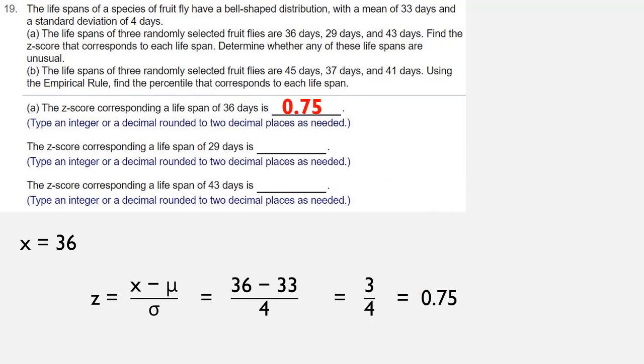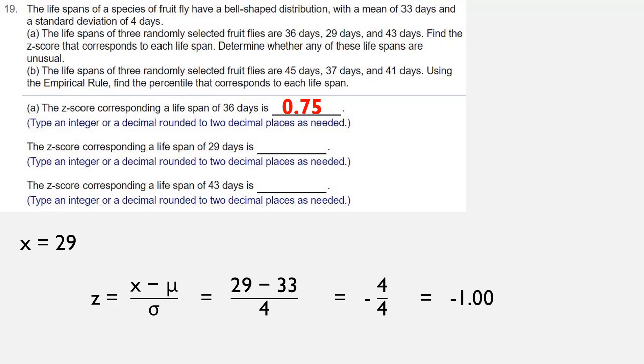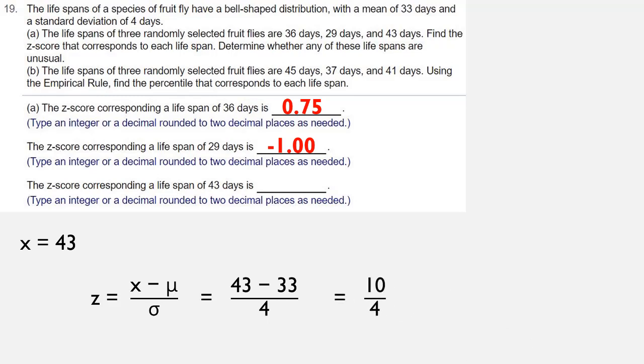For the z-score that corresponds to a lifespan of 29 days, x would be 29. We're using the same z-score formula, but now the x is 29, the mean is 33, and the standard deviation is 4. 29 minus 33 is negative 4 over 4, and negative 4 divided by 4 is negative 1.00. That's the z-score for the lifespan of 29 days. What about 43 days? When x is 43, our z-score is 43 minus 33 over 4, which is 10 over 4, which is 2.50. So that would be our z-score corresponding to a lifespan of 43 days.